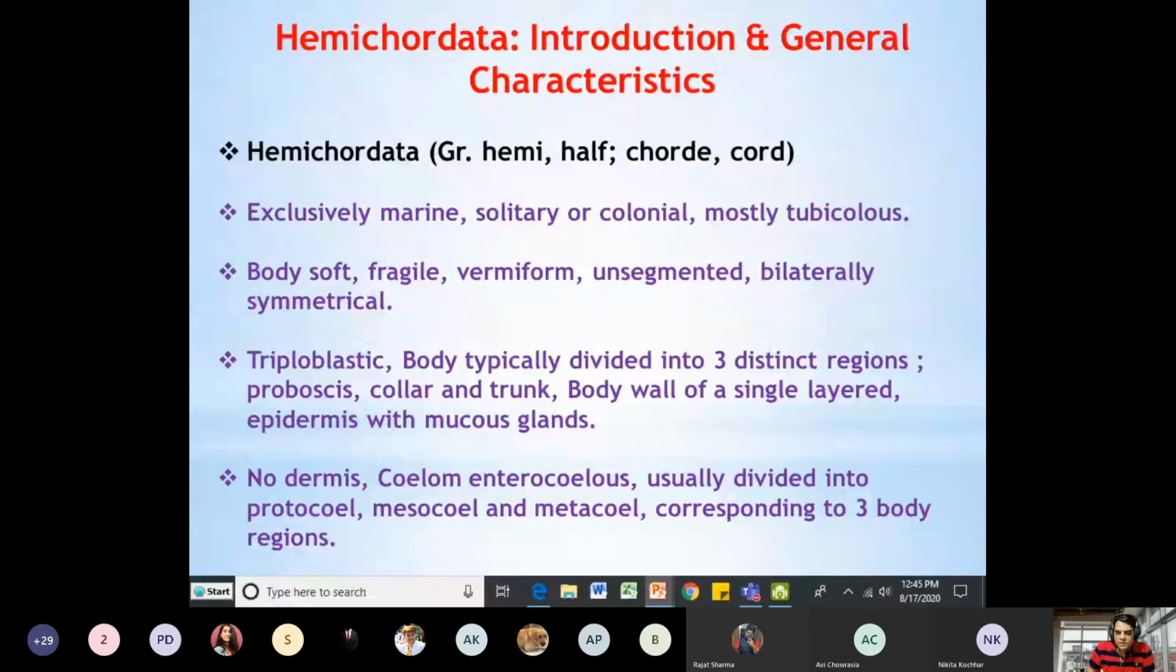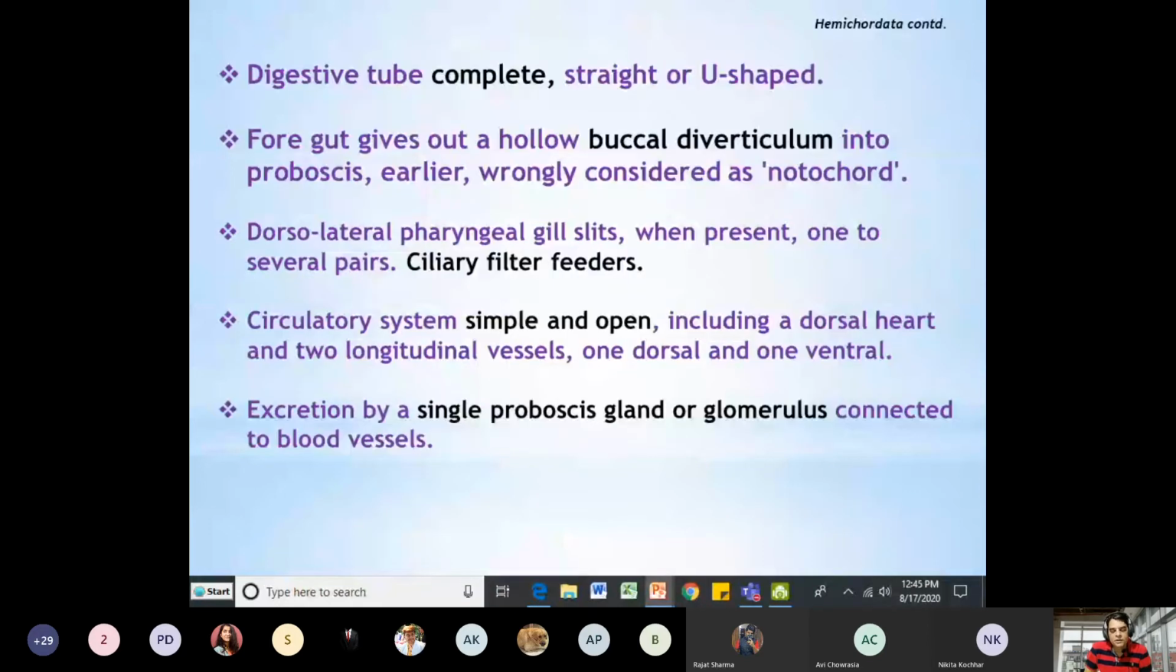Their digestive tube is complete. That means they have mouth, esophagus, pharynx, stomach, intestine, and anus. Their digestive tract may be straight or U-shaped.